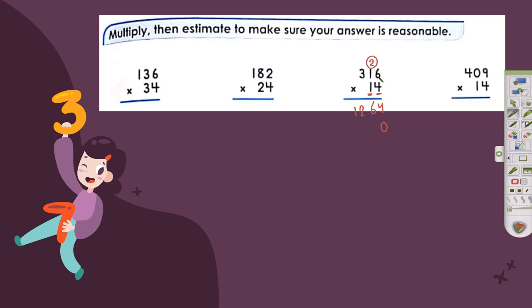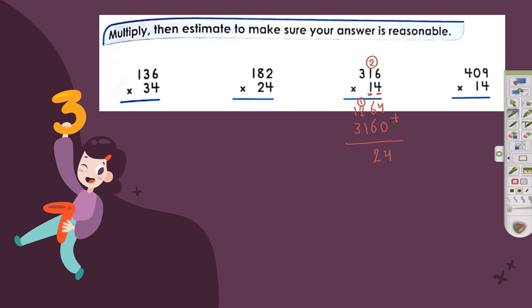1 times 6 equals 6. 1 times 1 equals 1. 1 times 3 equals 3. Now I add these numbers together. 4 plus 0 equals 4. 6 plus 6 equals 12. 12, we put 2 in the answer and 1 in the top.